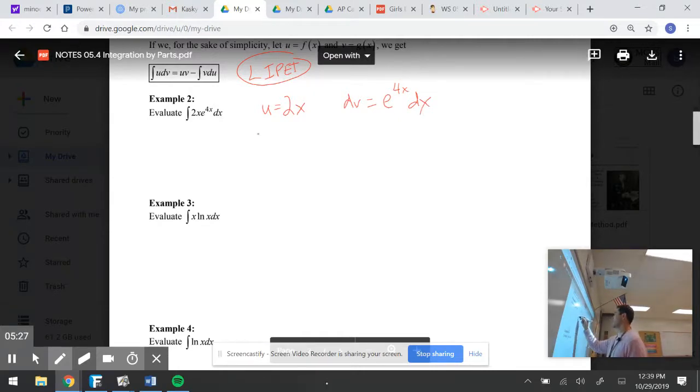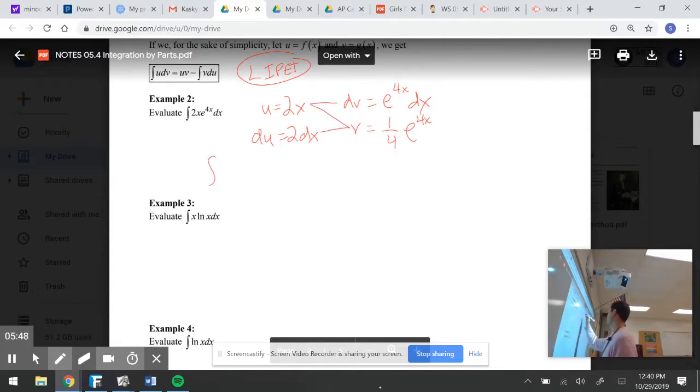For the u, we take the derivative, right? So we get du equals 2 dx. For the v, we take the antiderivative. Now, if you have to use u sub, you go crazy. But hopefully you've gotten so good at antiderivatives, you can get that as quickly as I just did. All right, and once I have all that stuff, what do we do? Backwards zero!